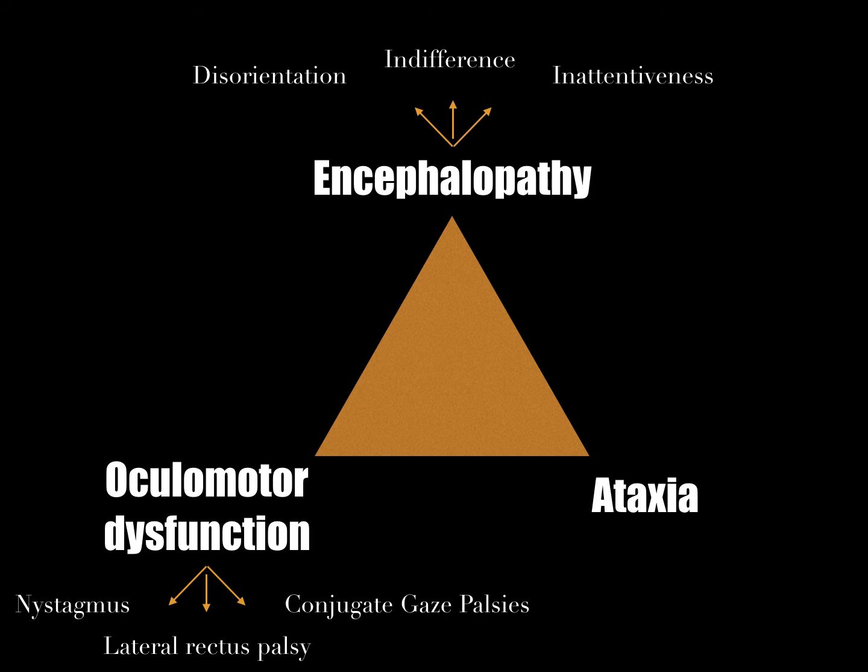All right, so things like multiple sclerosis, any encephalopathy, any demyelinating syndrome, in fact, but hepatic encephalopathy, diabetes, this tends to be the first to have problems, and then conjugate gaze palsies, okay? And lastly, ataxia, once again, imbalance.